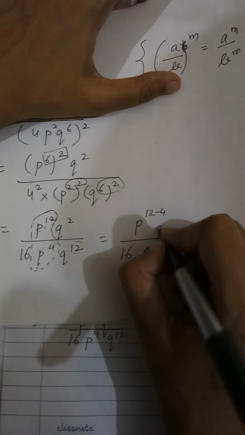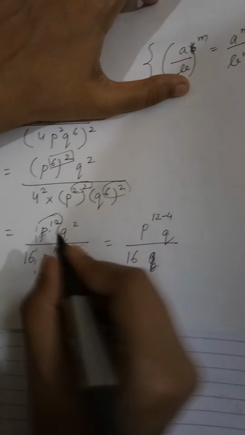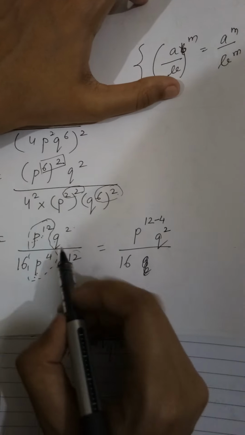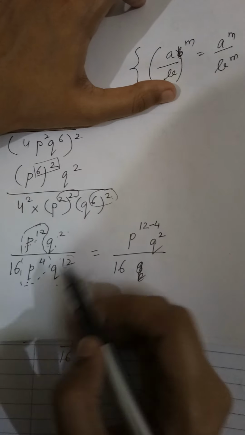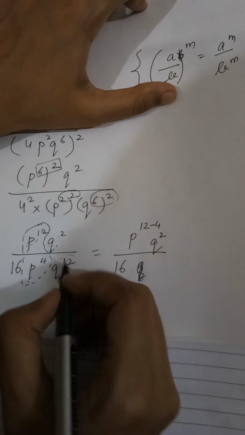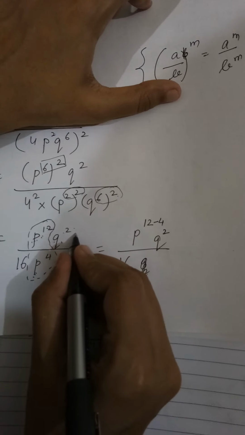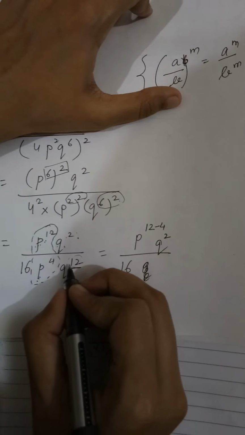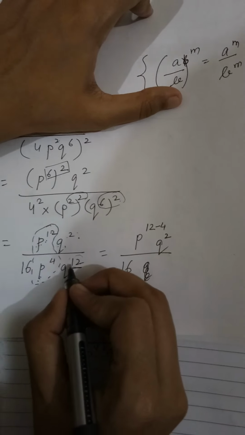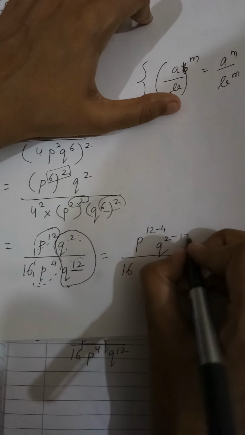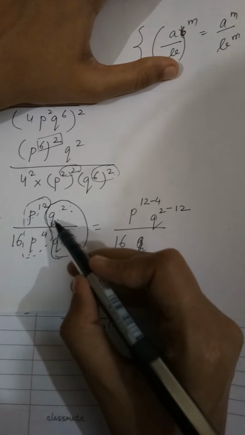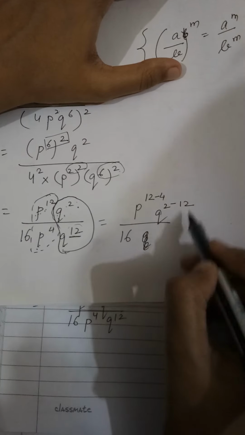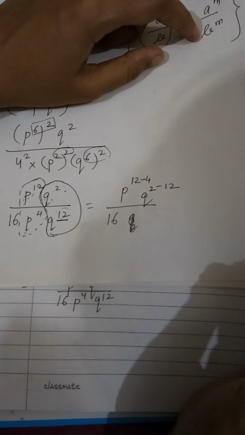If you want to write q up, what you are going to do is this: q square and q to the power 12 are both in divide, and when I take this number up in the numerator, the sign of this power is going to change. What we have to do next is subtract, so it will be minus 12, because when the base is the same and they are in divide, we subtract the powers. So I have subtracted the powers here.